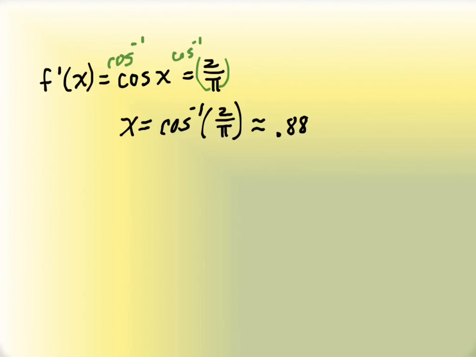So this is the rough estimate, somewhere between 0 and pi halves. And what is pi halves approximately? 1.57, yeah, 1.57 roughly. Okay, so we're looking at something about halfway, right? 0.88 is about halfway between 0 and 1.57. We're roughly halfway. All right, so we're supposed to draw a graph too. That was part of the directions.